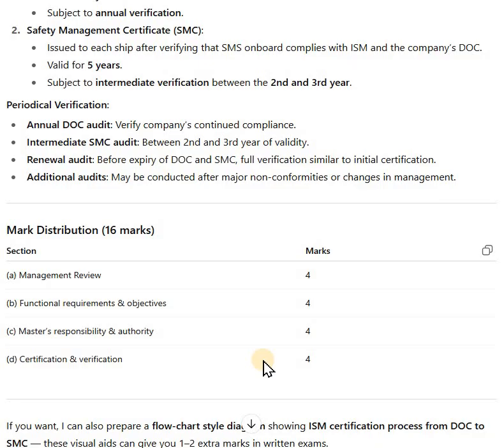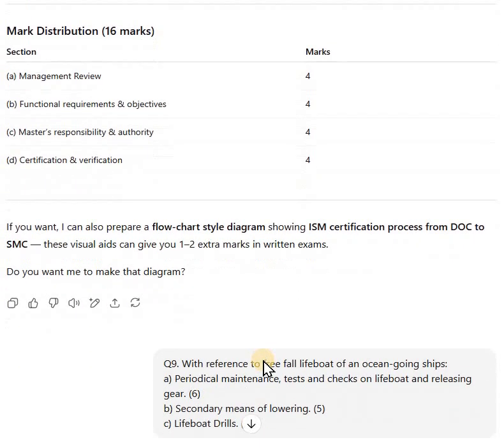Now here, the management review definition takes 4 marks, functional requirements and objectives again 4 marks, master's responsibility and authority 4 marks, certification and verification will take another 4 marks.